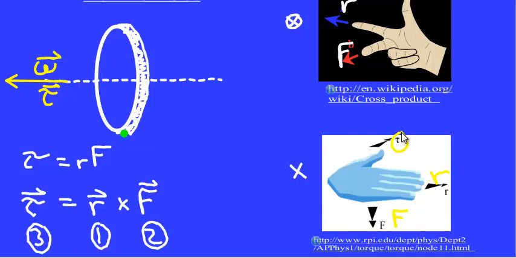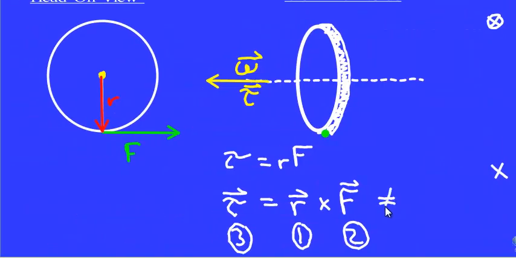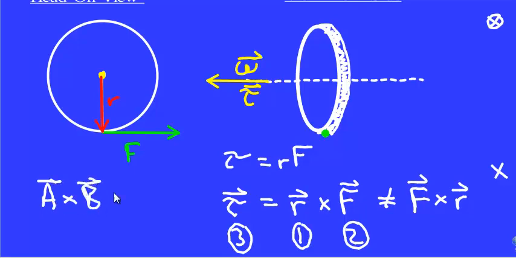One more thing to point out here, the cross product is not commutative. In other words, these two are not equal to each other. You really have to go in the correct order. This is why it's important to go in the correct order using the right-hand rule. It turns out that the two are actually negatives of each other. So to write that more generally, A cross B is equal to the negative of B cross A.